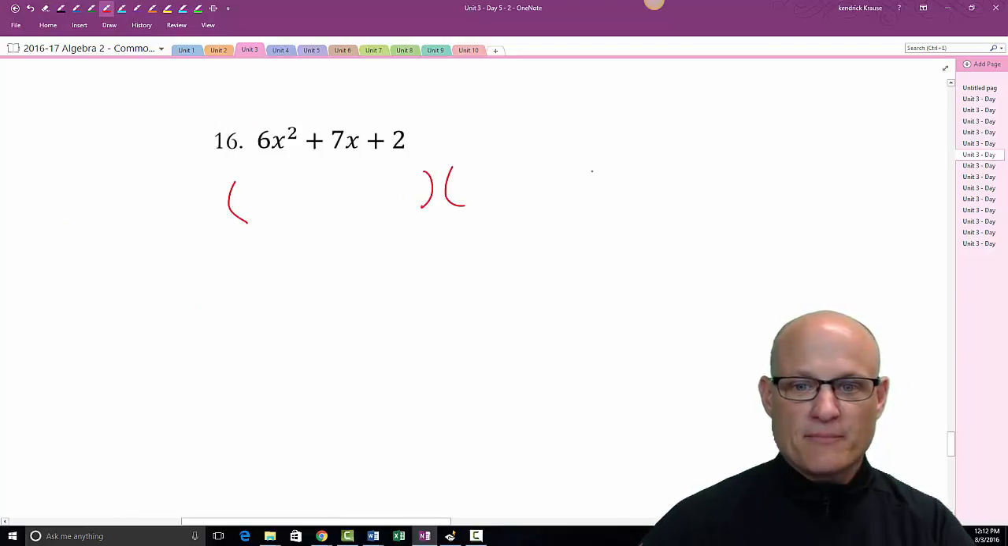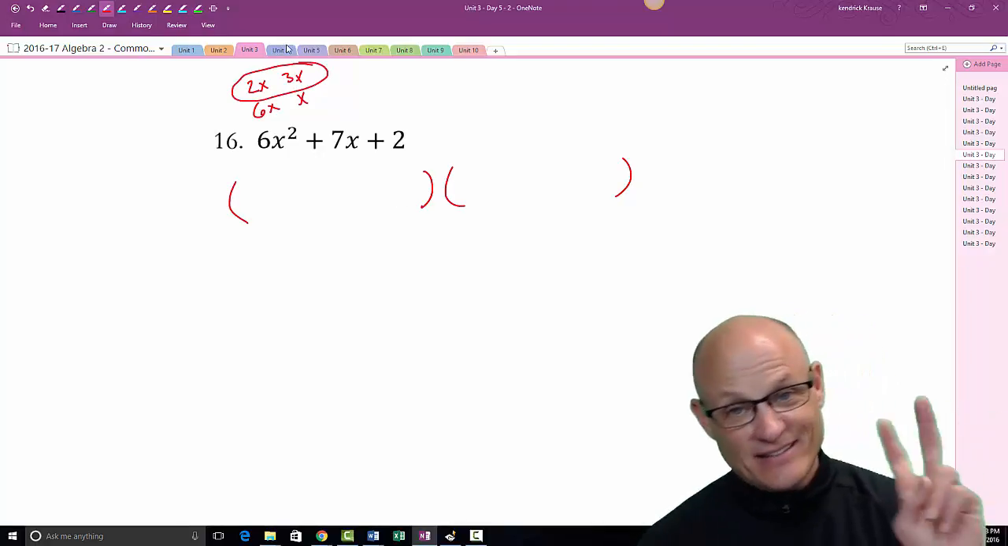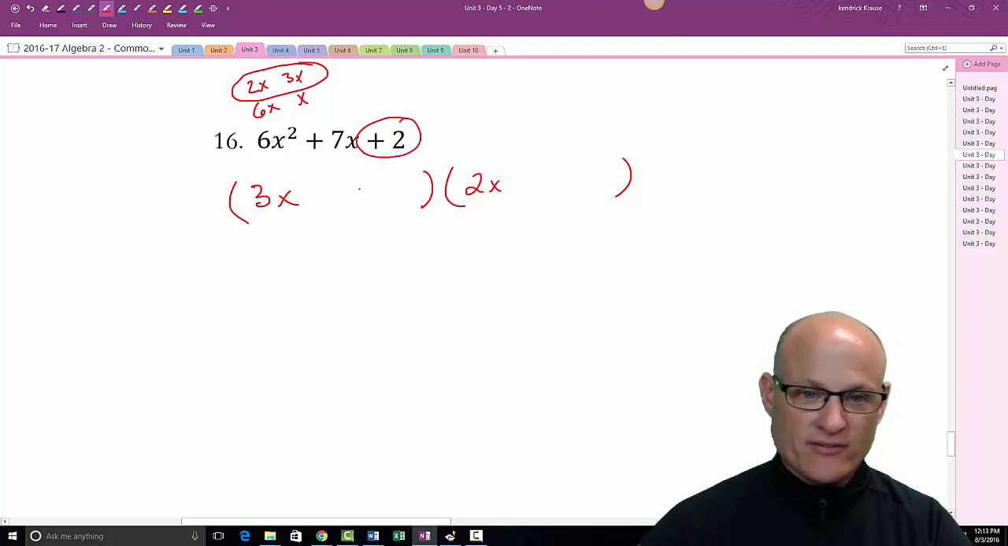Bam, bam, bam, bam. Now 6x can be either 2x and 3x or 6x and x. And I always pick the easiest. I say easiest, closest to each other. So I'm going to pick 3x and 2x. Now, since this is positive, I know both signs are going to be the same, and in this case, they're both going to be positive.